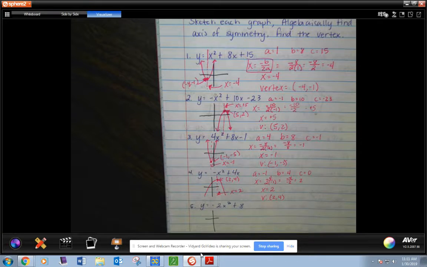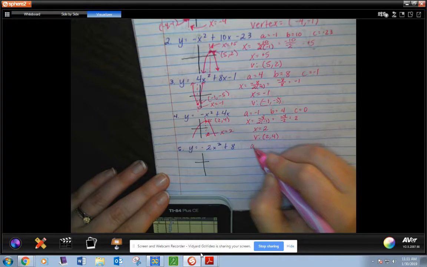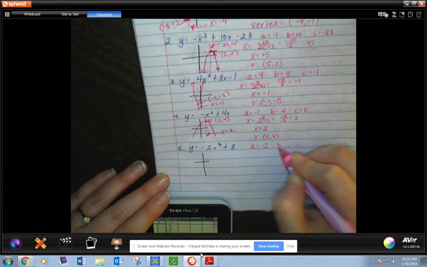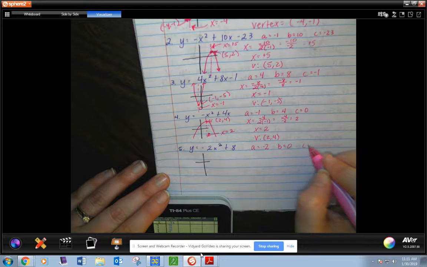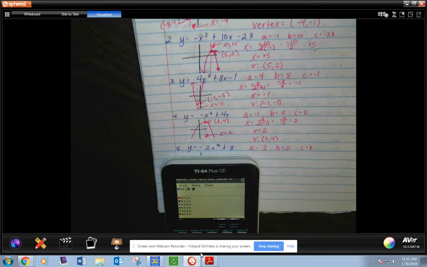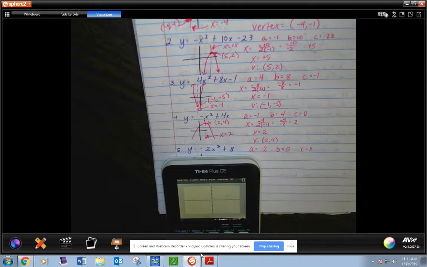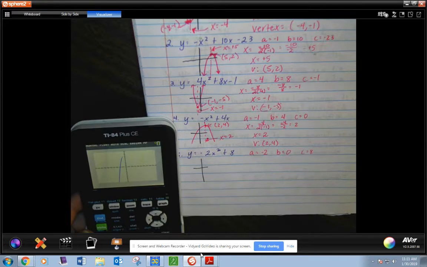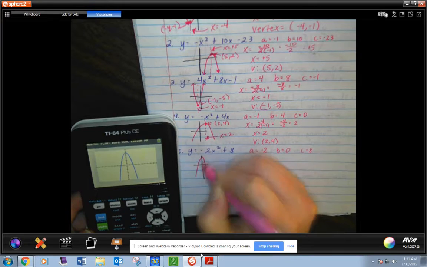Okay, my last example. I'm going to go ahead. My A is negative 2. I do not have a B. I don't have an x, so my B is 0 and my C is 8. I'm going to go ahead and type this in. Negative 2x squared plus 8. Looks something like that.